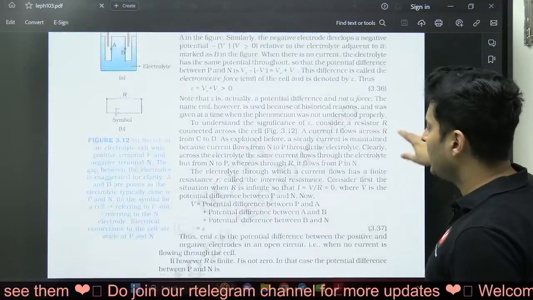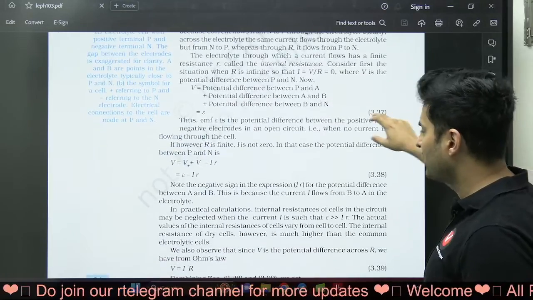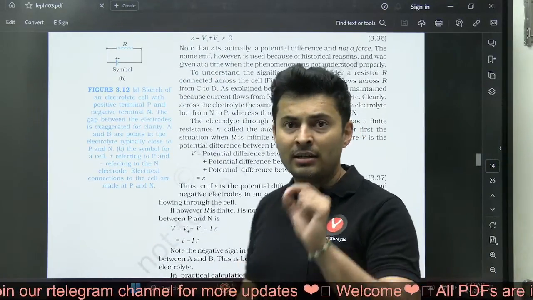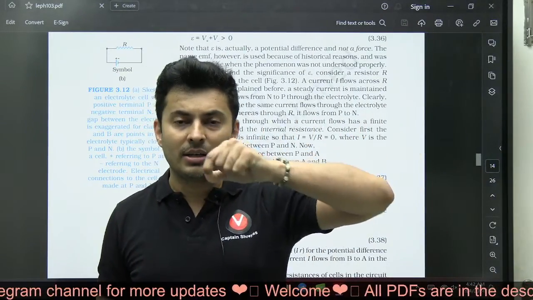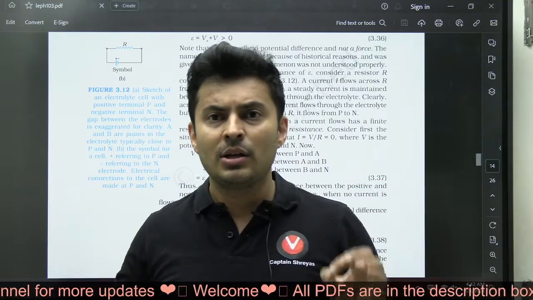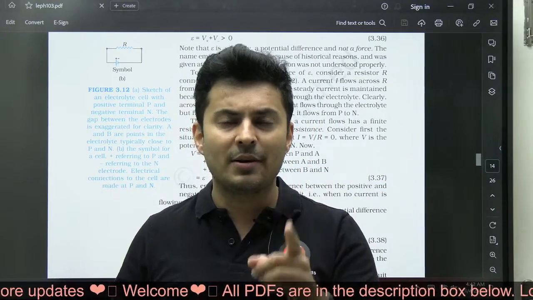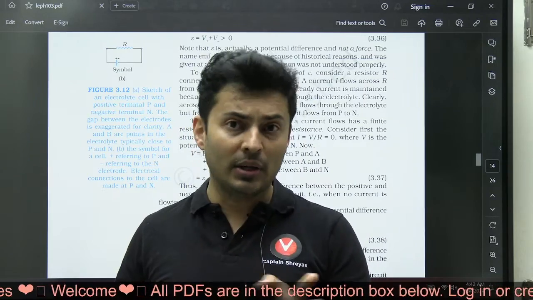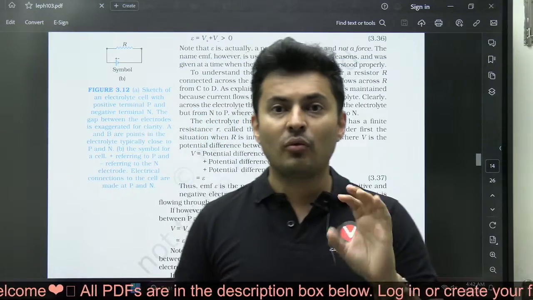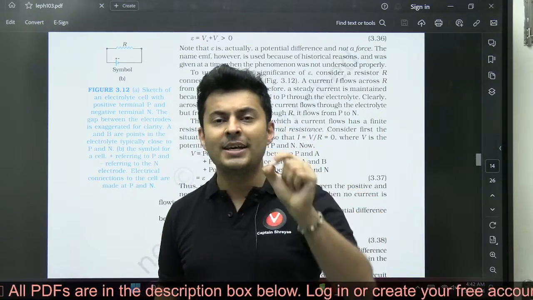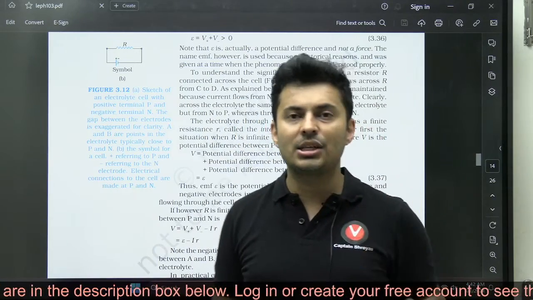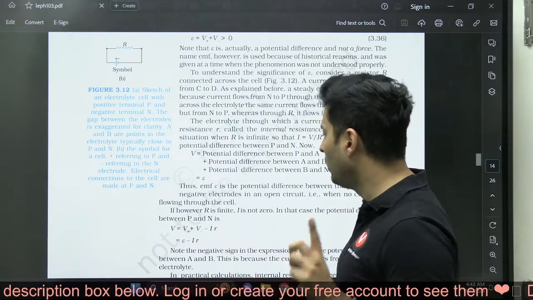Then we go to EMF. EMF is basically electromotive force. It's the work done to move a unit charge once around the circuit. So work done per unit charge once around the circuit is called the EMF. It's not a force, it's measured in volts. Volts is joules, the amount of energy, per coulomb, that is the charge which you are moving. So joules per coulomb is volt.